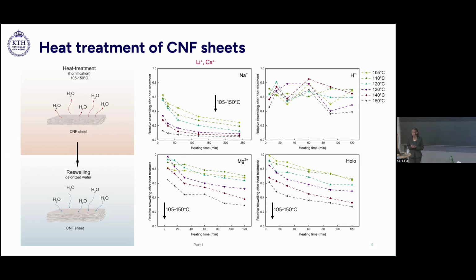In the case of magnesium, this could be related to the larger hydration of the ion, which could affect the kinetics of water removal. With hollow CNFs, this is likely related to the partial hemicellulose coverage on the fibrils, which would obstruct close fibril-fibril contact. However, we found the heating time dependence of the monovalent counter-ions of particular interest.